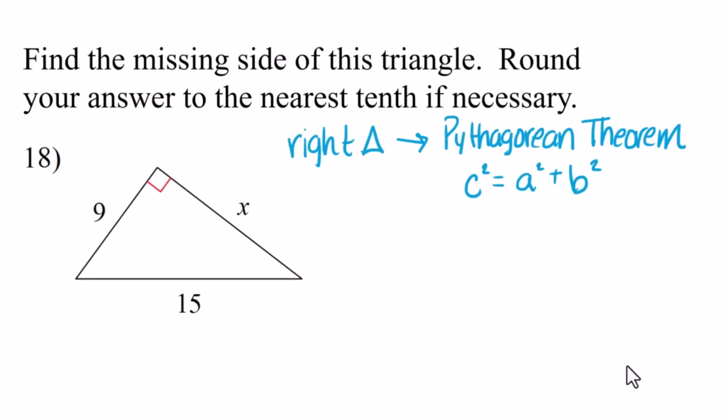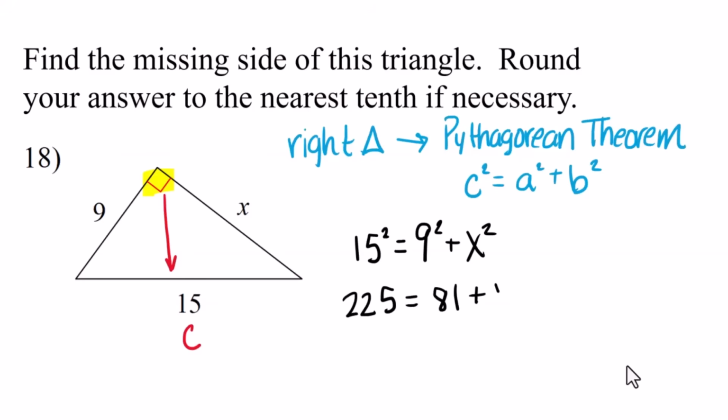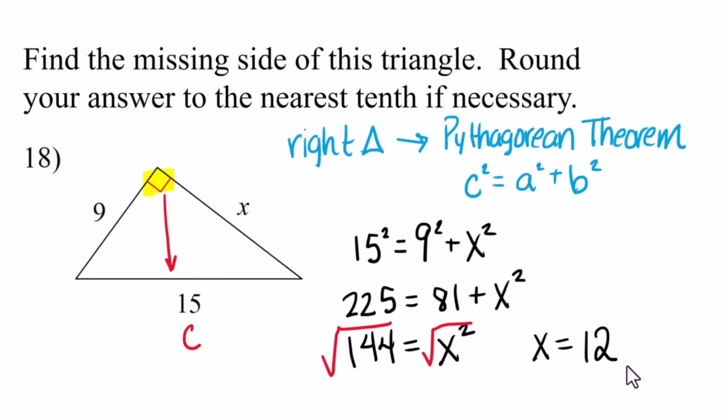So we've got to figure out which number is the c. The c is the hypotenuse, which is always across from the right angle. It's always the biggest number. So in this case, 15 squared equals 9 squared plus x squared. Now we do some math. Subtract 81 from 225. And then we take the square root of both sides. And 144 is a perfect square, so x equals 12. If you were in algebra class, there would be also the negative 12, but you're not. This is geometry, so we just use the positives.